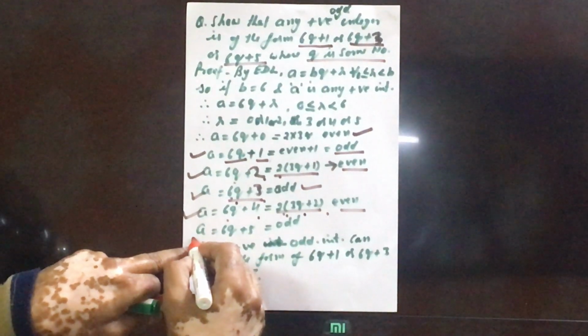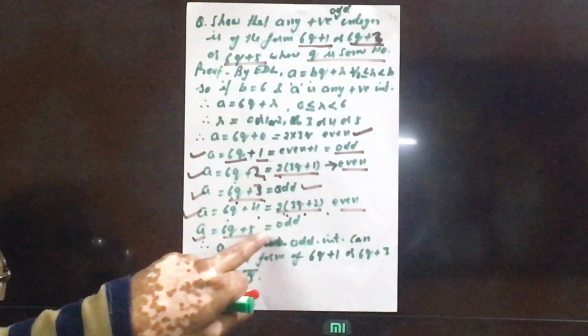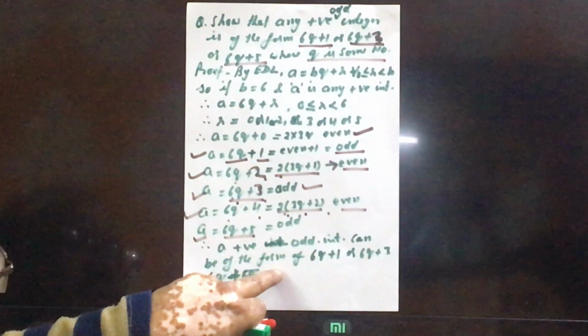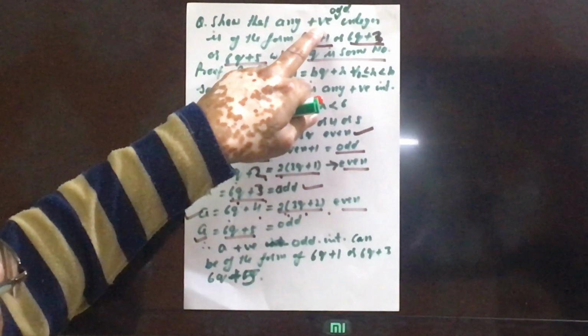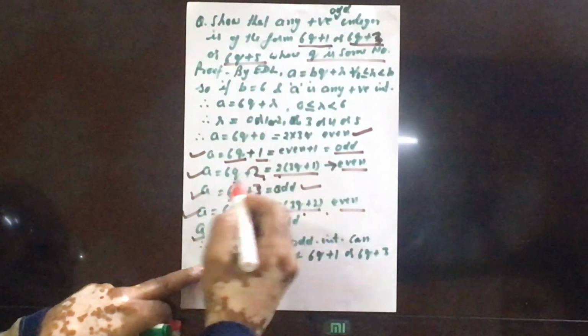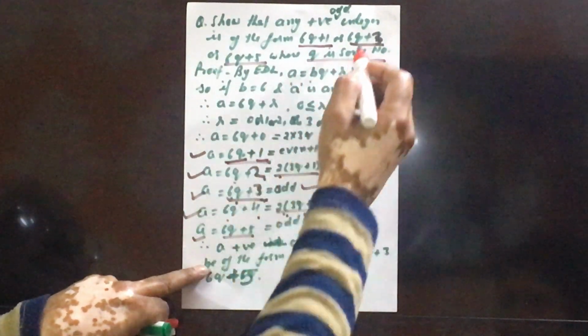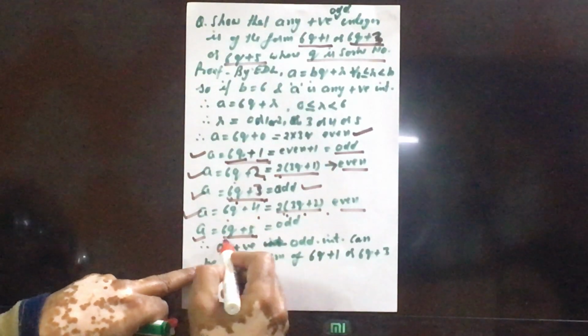Now next is a is equal to 6q plus 5. 6q is an even number. If we add 5, it will become odd. So this shows that any positive odd integer can be of the form 6q plus 1, 6q plus 3 and 6q plus 5.